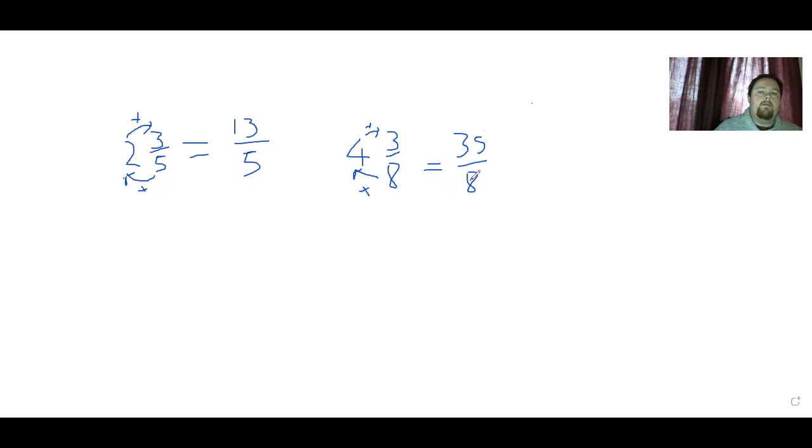I'd now like you to give a go at the following fraction. Put 3 and 2/5. So pause the video at this point, give it a go, and then we'll go through it.